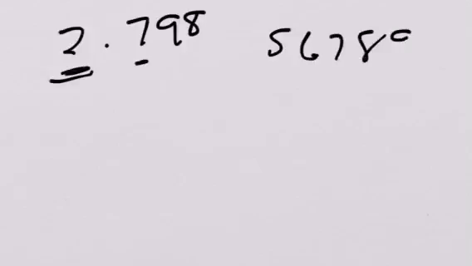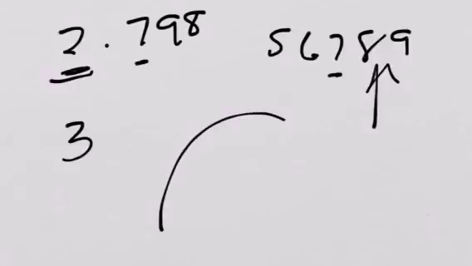Okay. If we look at 2.798 and we want to round up the 2 here, we go to the next number. That's a 7. That's from our 5, 6, 7, 8, 9. That goes up. And so that is going to turn into a 3. So we have things that look like this.